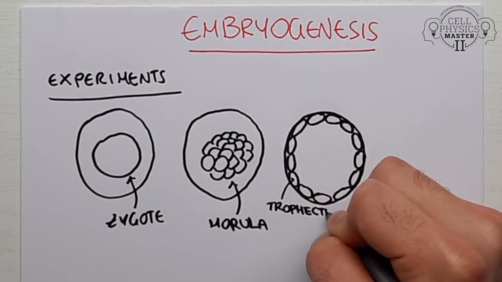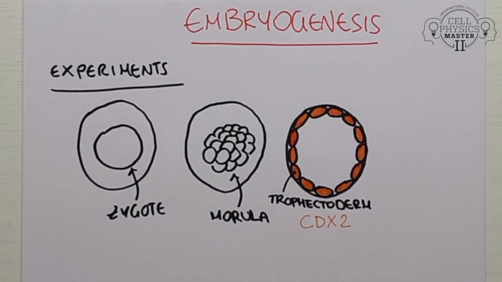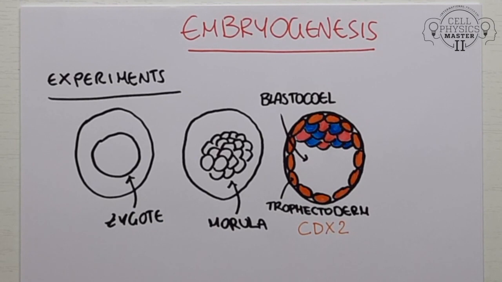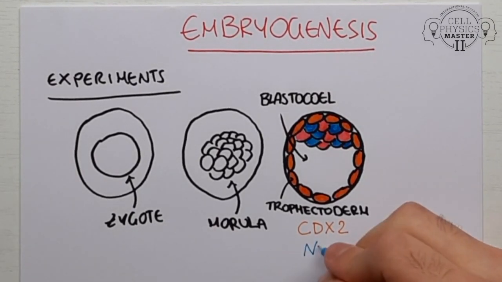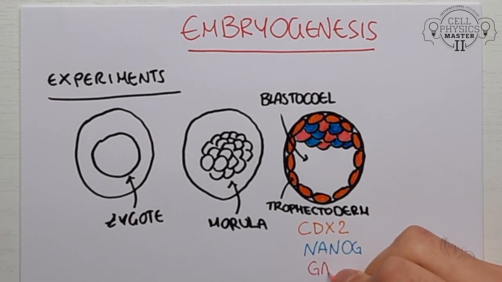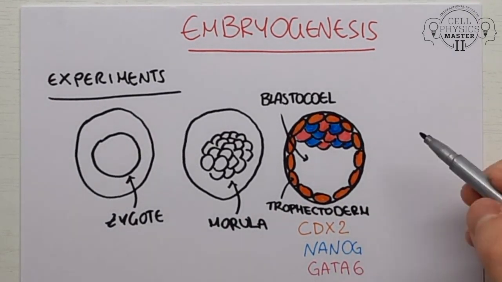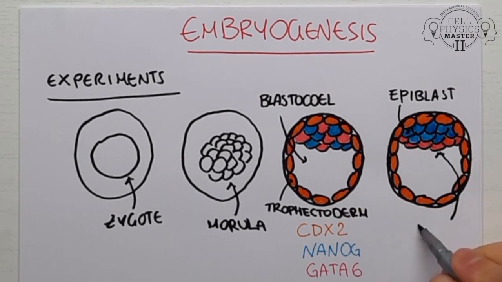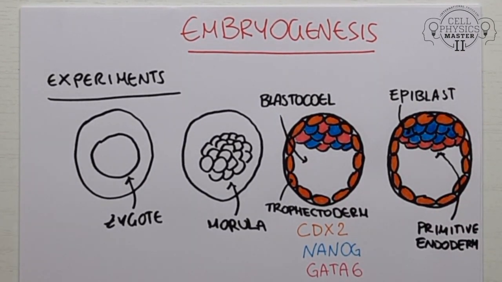These cells express a particular gene, CDX2. In the meanwhile, a cavity is formed, the blastocoel. At this point, it is possible to observe a certain pattern of Nanog and Gata-6 gene expression, which then characterize the two next-generated tissues, the epiblast and the primitive endoderm, formed after a phase of cell movement.